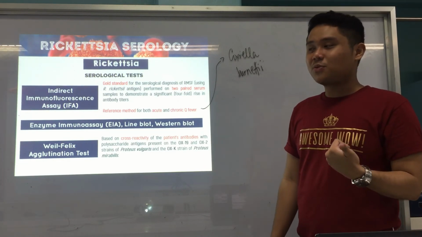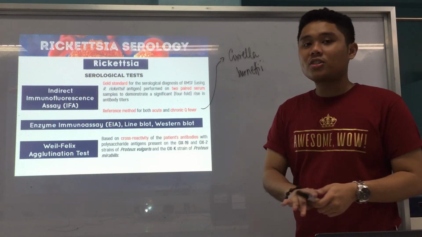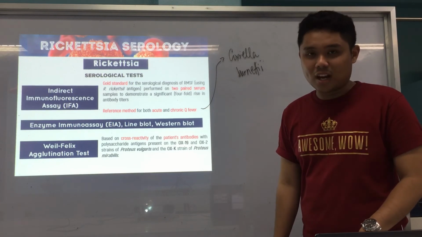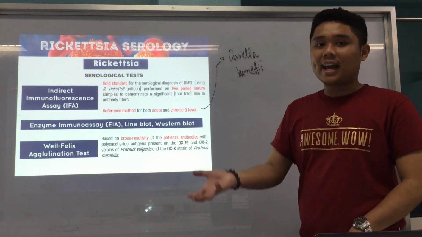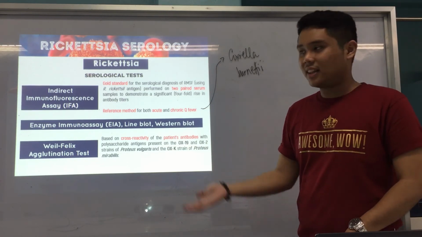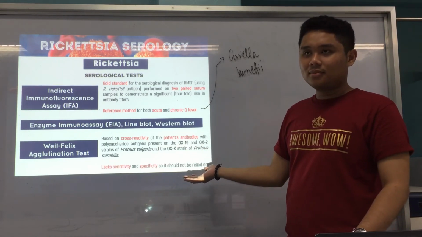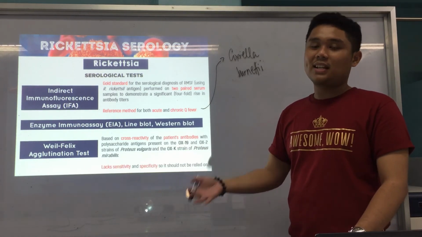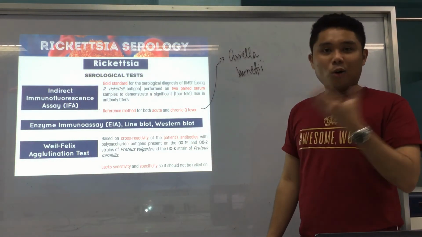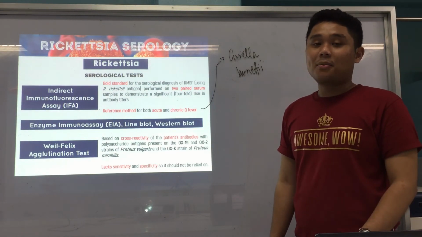Your Weil-Felix agglutination test follows the principle of cross-reactivity of your patient's antibodies to Rickettsia, which cross-react with the antigens found in various strains of Proteus. So your antibodies against Rickettsia should cross-react with the antigens of different strains of Proteus. But it's low sensitivity and low specificity, so you should not rely on it. This test is the old, crude way of testing for Rickettsia.